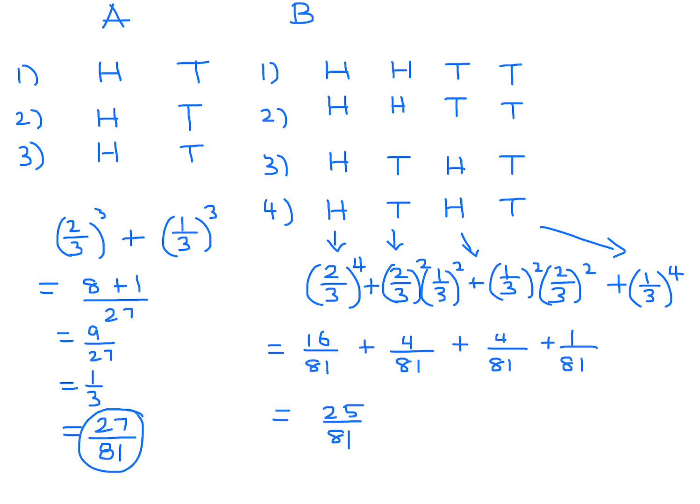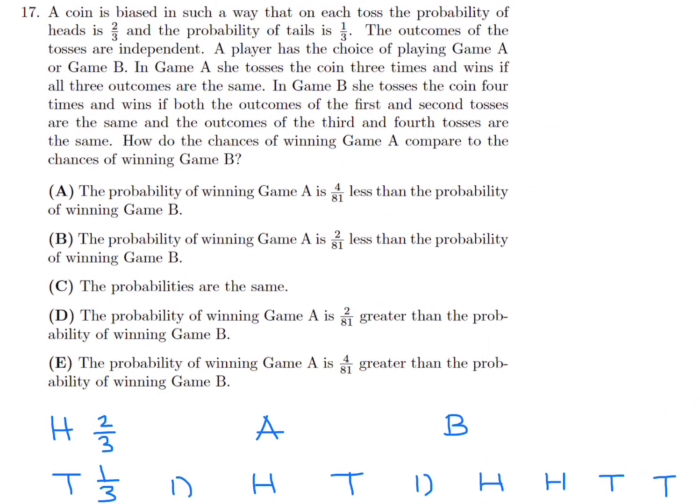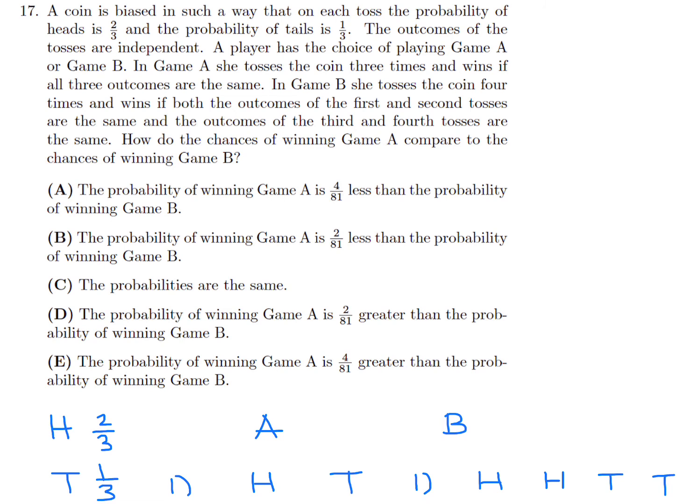The difference, of course, 27 over 81, 25 over 81, that difference is just 2 over 81. So game A has a higher probability of winning by a difference of 2 over 81. So let's see what the answer choices are. The probability of winning game A is 2 over 81 greater than the probability of winning game B. Yeah, that matches our findings. So number 17, the answer is D.